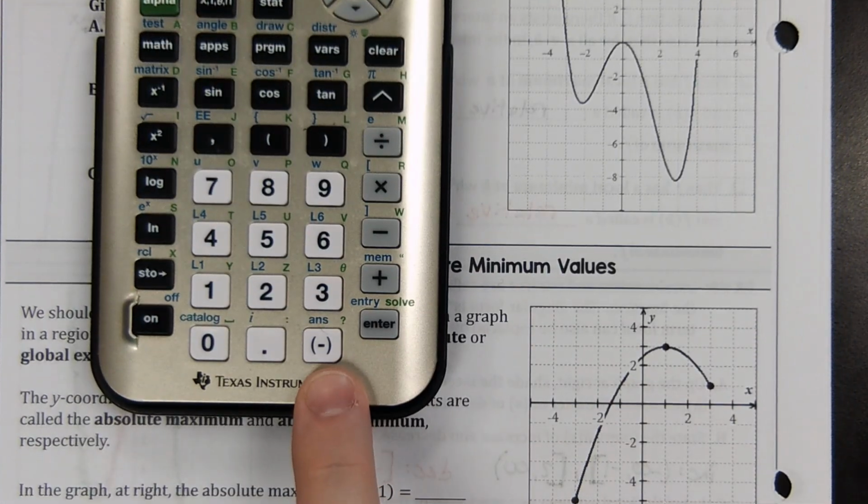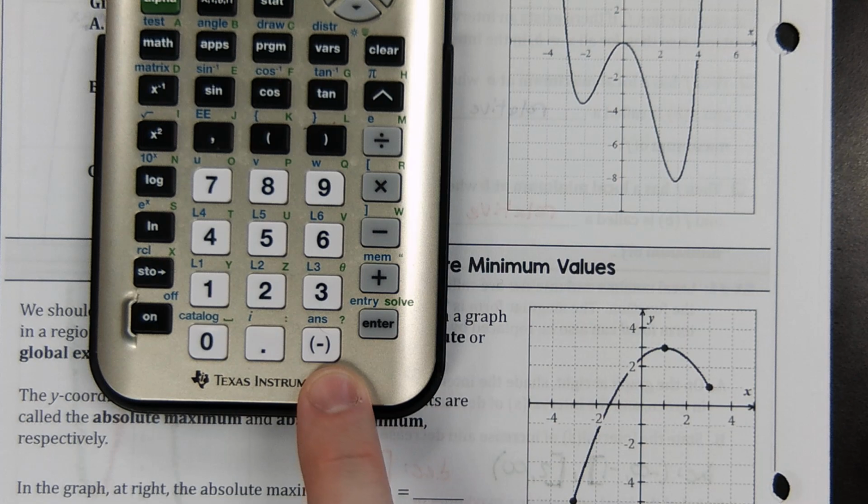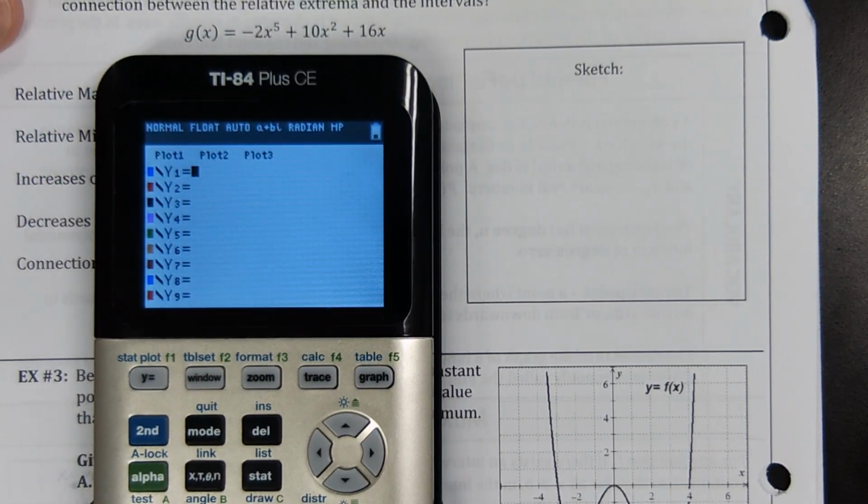Negative is right here. Do not use the minus sign. If ever you use a minus sign on the front when it should have been negative, it will say syntax error. Essentially, if you see syntax error, that means you used a minus symbol when you should have used a negative. Yes, ma'am, what's up?